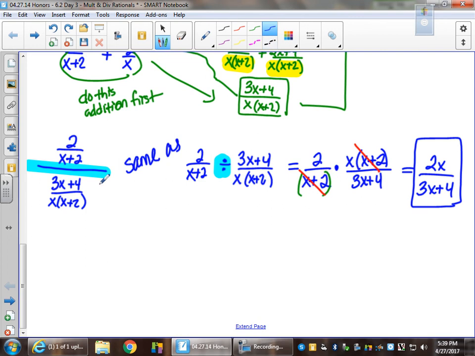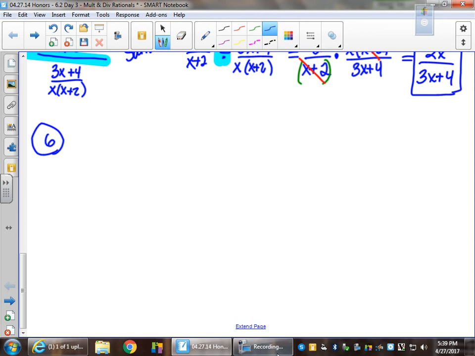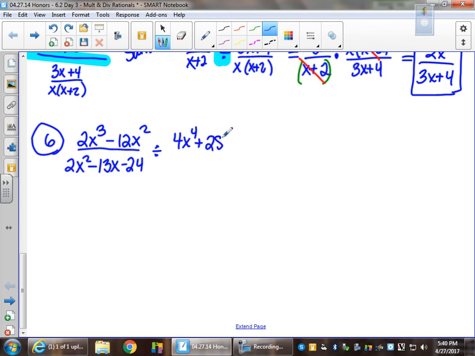We have 2 more examples to do to round out the notes. Number 6. (2x to the third minus 12x squared) divided by (2x squared minus 13x minus 24), divided by (4x to the fourth plus 28x to the third) times (2x squared plus 11x plus 12), all divided by x minus 6.